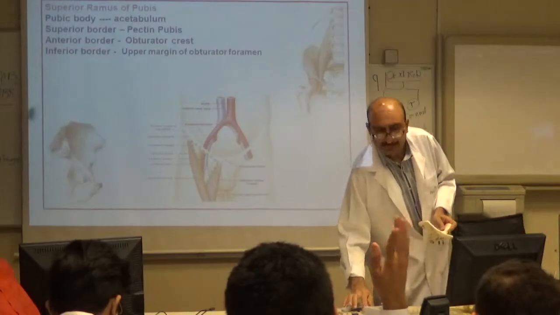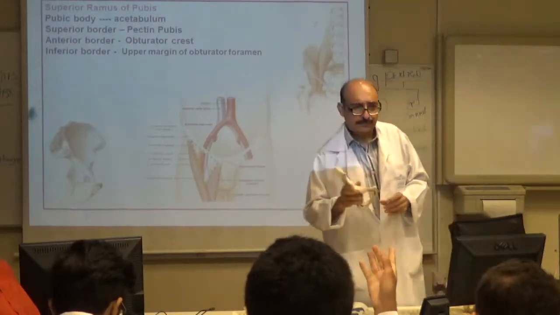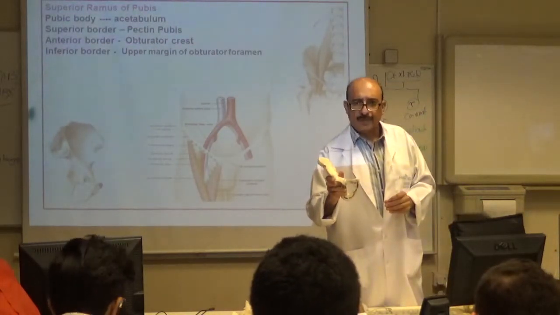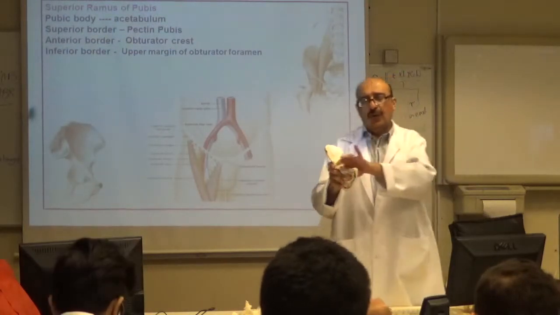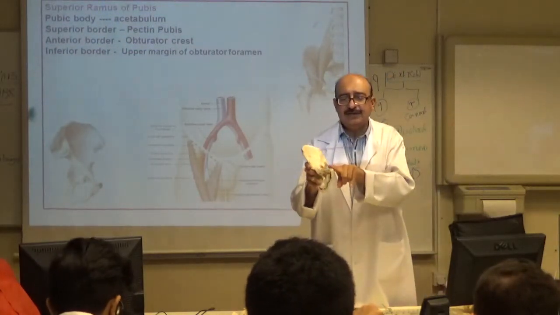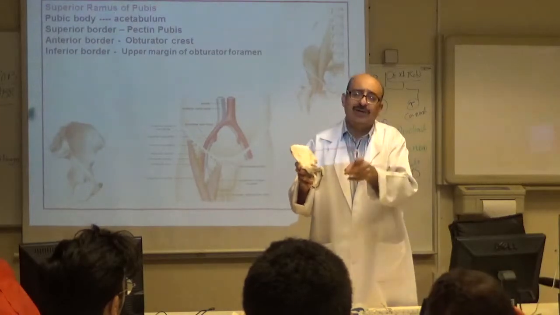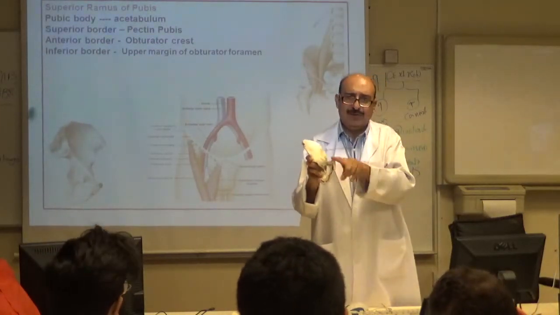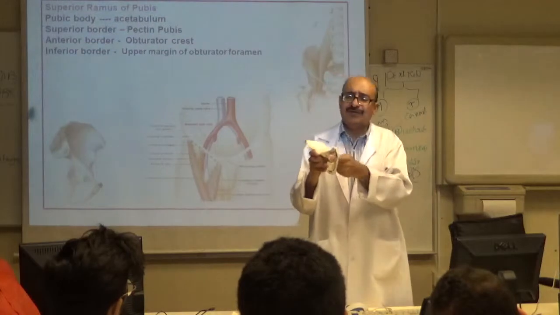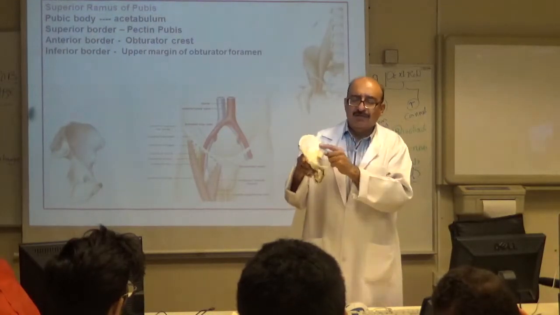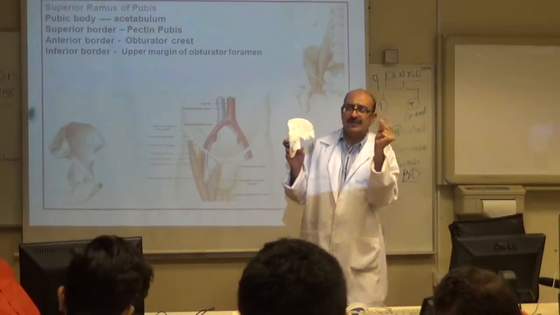Then the superior ramus. It's another name for the pecten. No, this whole thing is the ramus. There is one superior border. The border is the pecten. All other borders are the same, no use. But why am I saying this, pecten pubis?